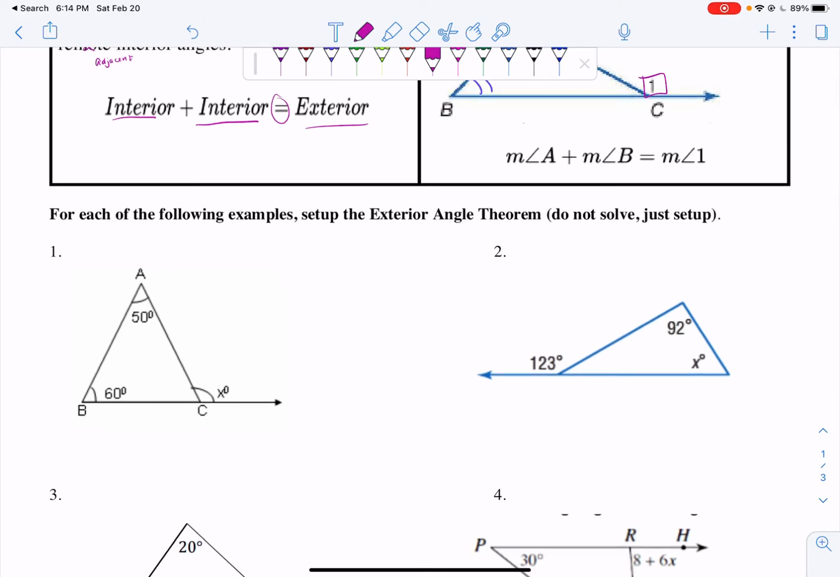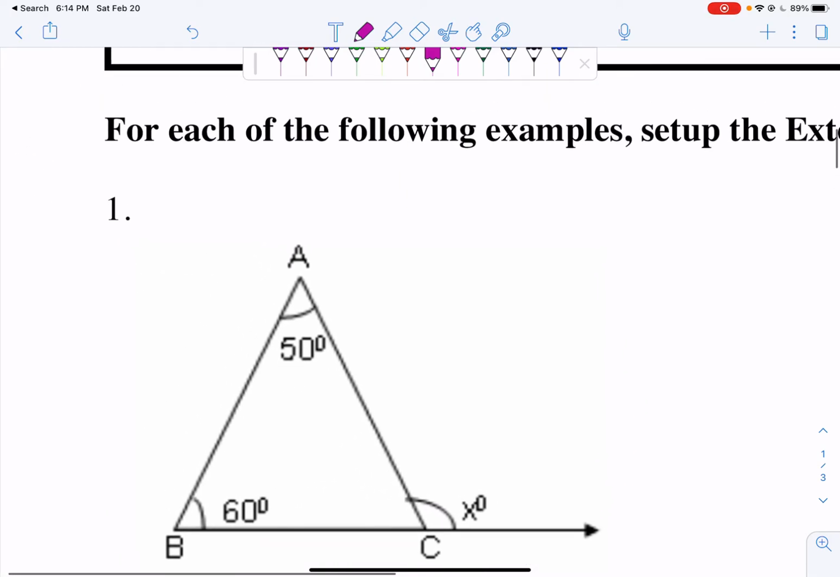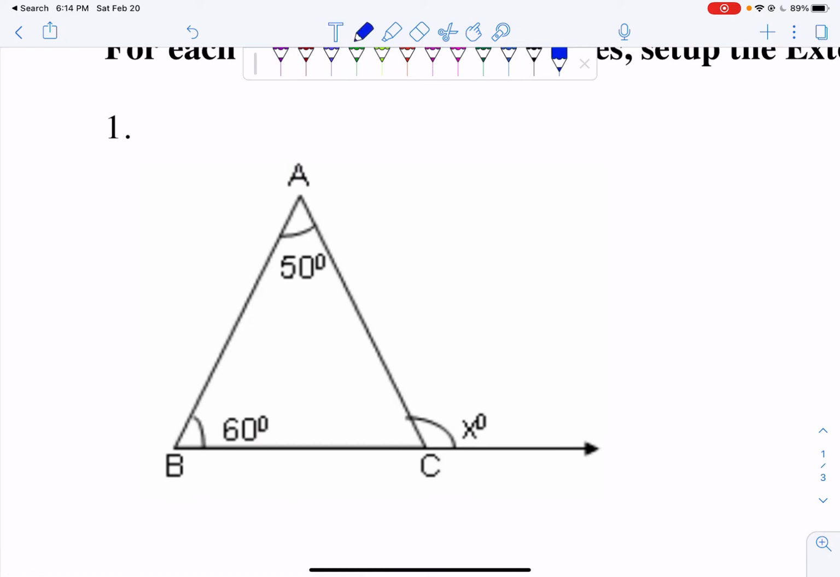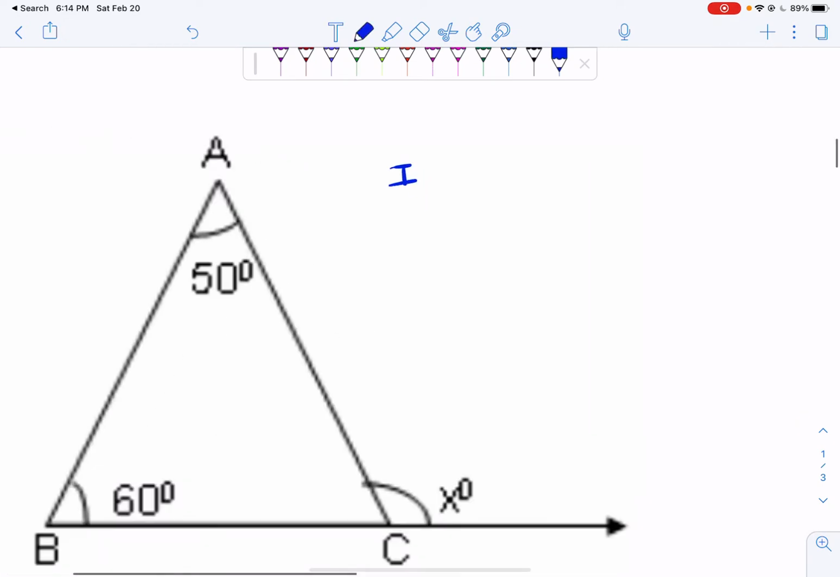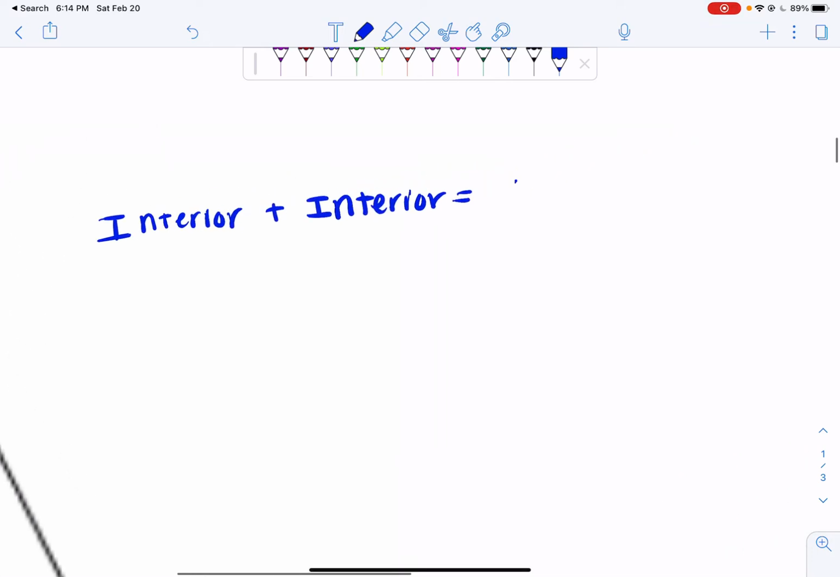Let's do a few examples where we do the setup. We're not solving, we're just doing the setup. For each of the following examples, set up the exterior angle theorem. One thing I'm going to write down before we even begin is: interior plus interior equals exterior. So I write down interior plus interior equals my exterior.